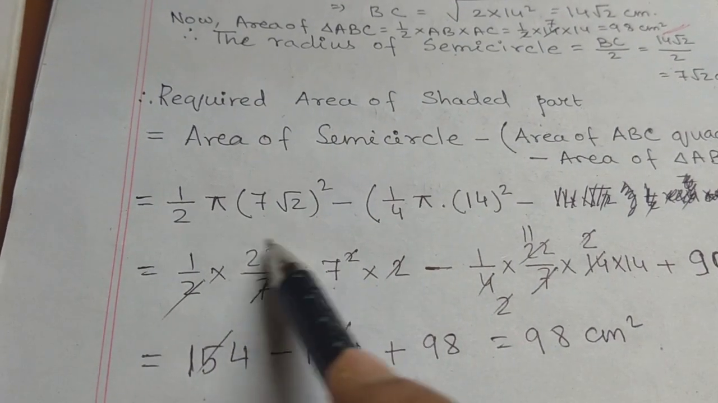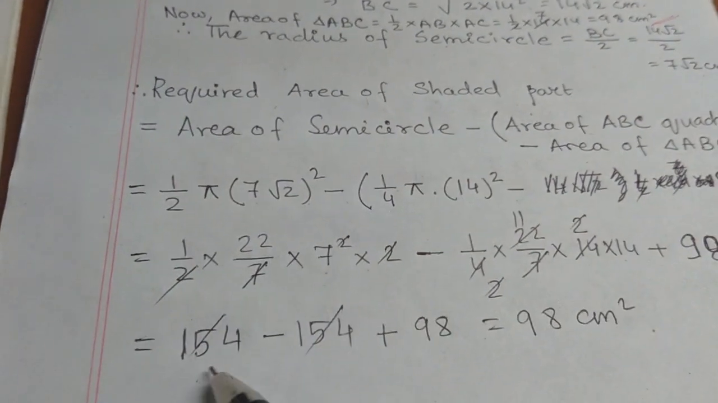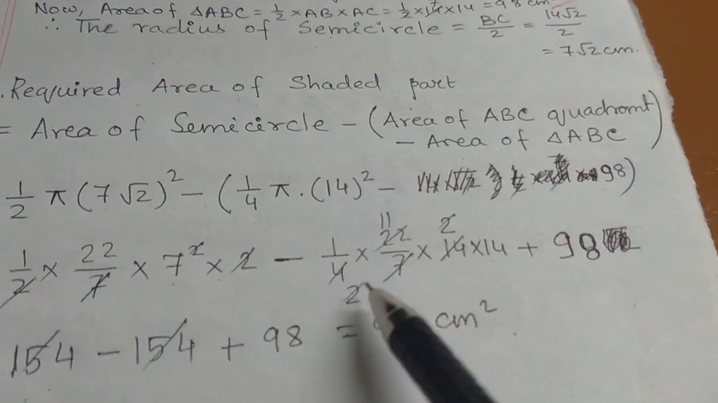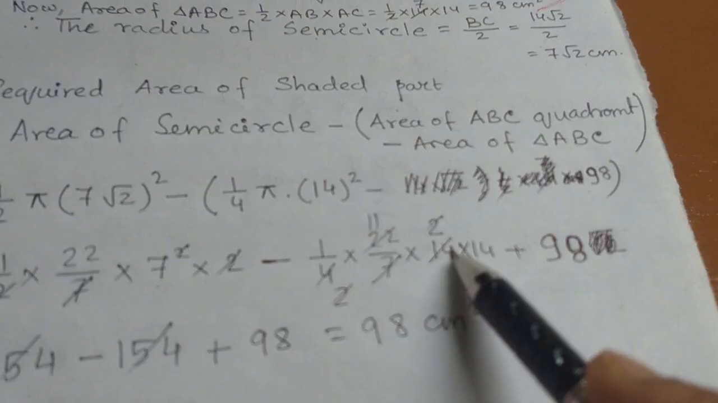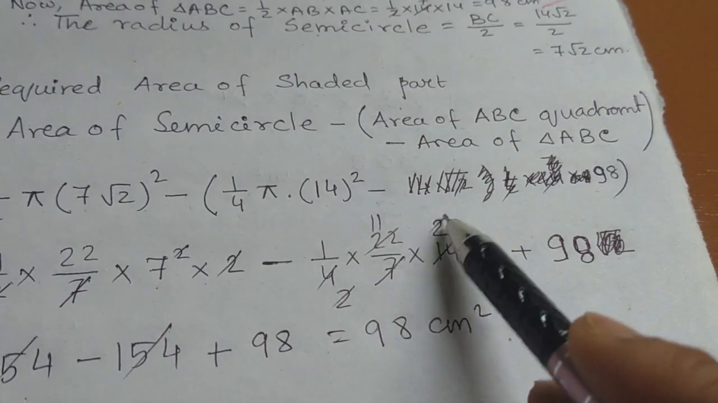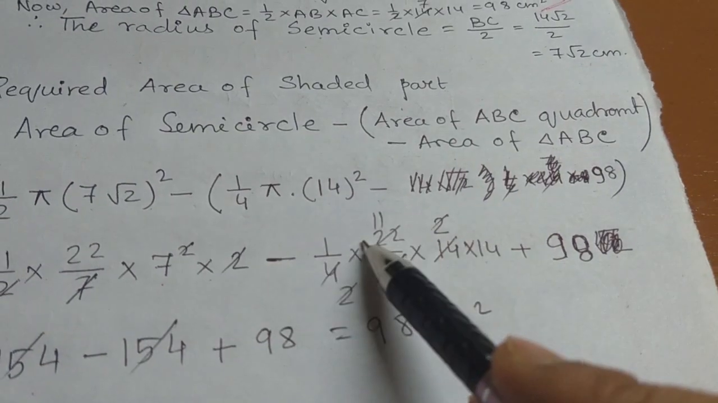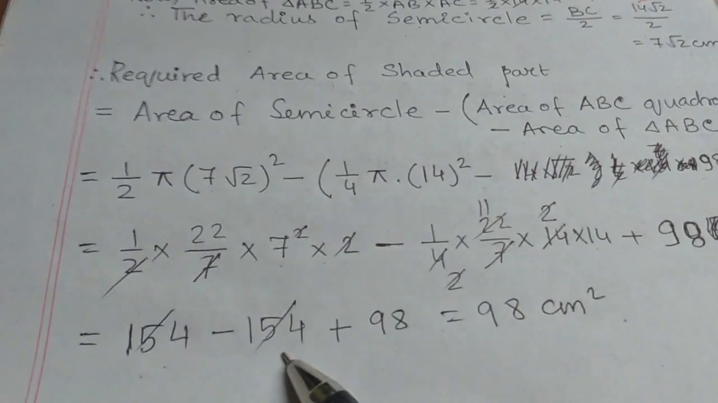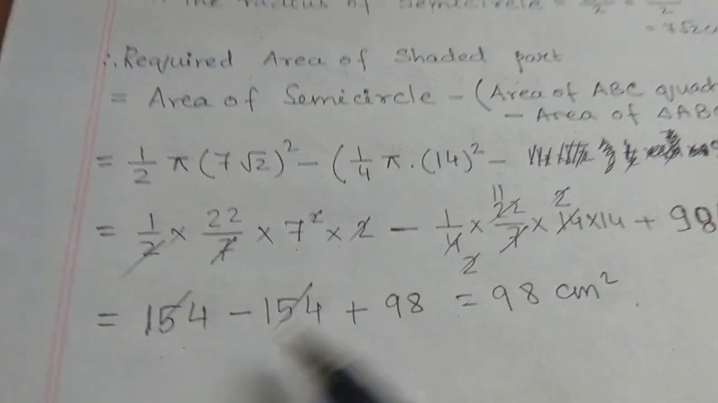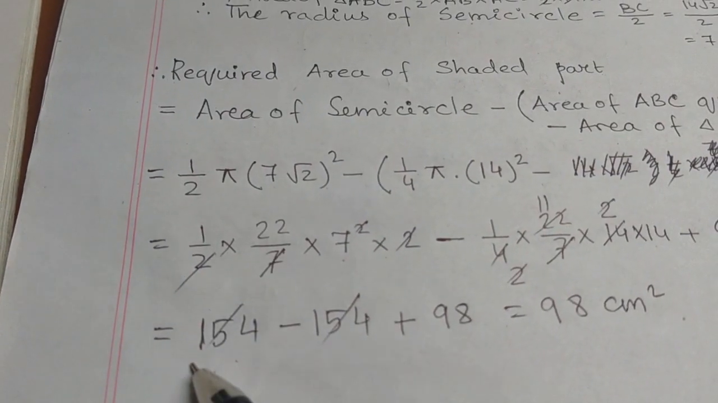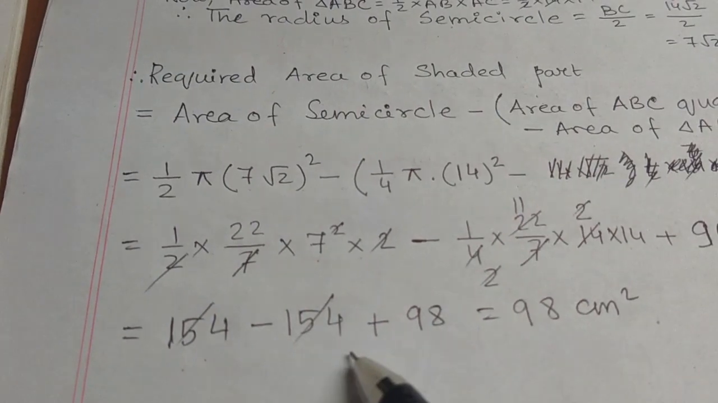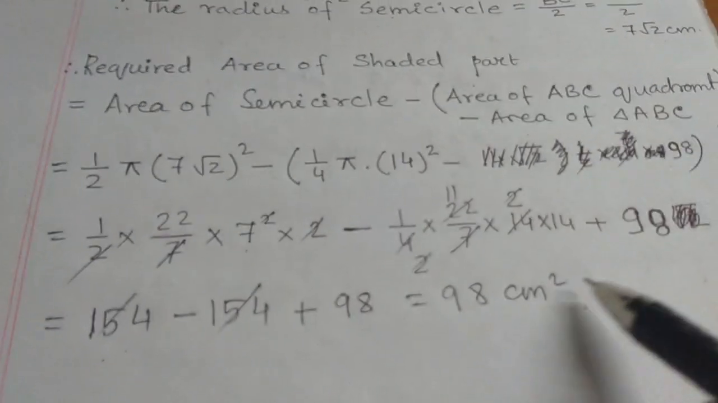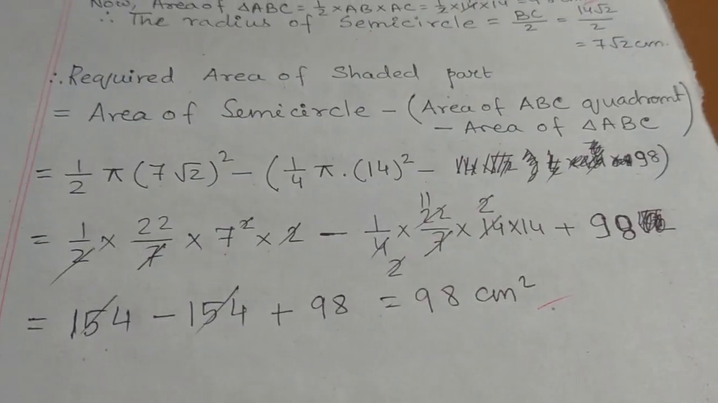Okay, so what will remain? 22 and 7 and 22 will make 154. 7 and 14 will give you 2, 2, 4, 2, and 2, 11, 22 will be 11. So 11 into 14 is 154, we wrote here, and plus 98 as usual. You can see both sides, plus 154 and minus 154, will be cancelled. So the answer is 98 centimeters square.